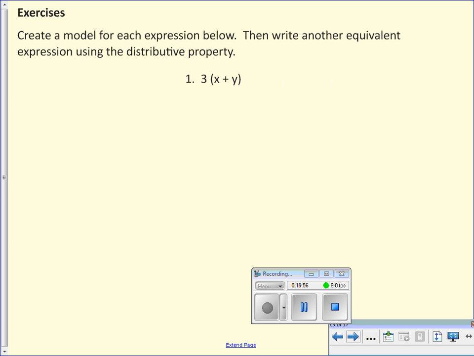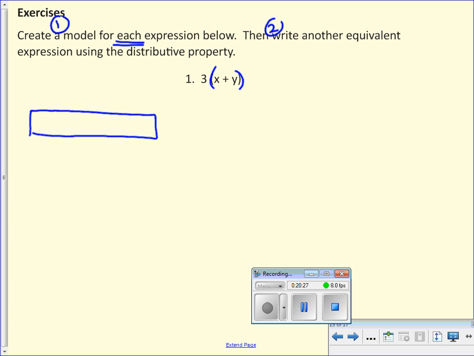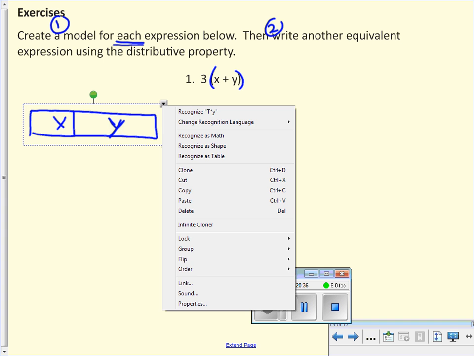Try this one on your own. Now it's asking you to create a model for each expression. So how many models? Because I know that I have another equivalent expression to write. So how many models am I going to draw? I need 2 models and then the other expression. Go. All right, let's take a look. So first we need 3 groups of x plus y. Make sure that your x and your y are different sizes. Does it matter which one is larger? No.